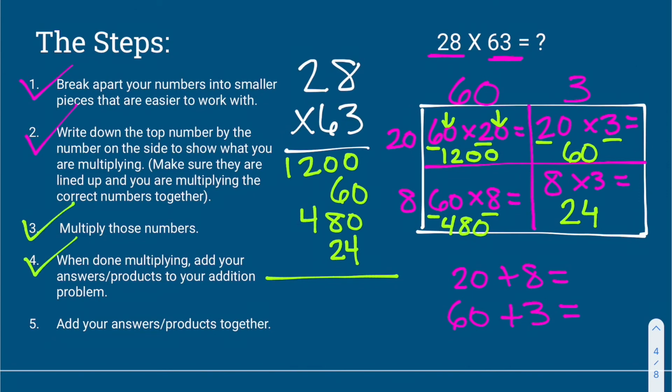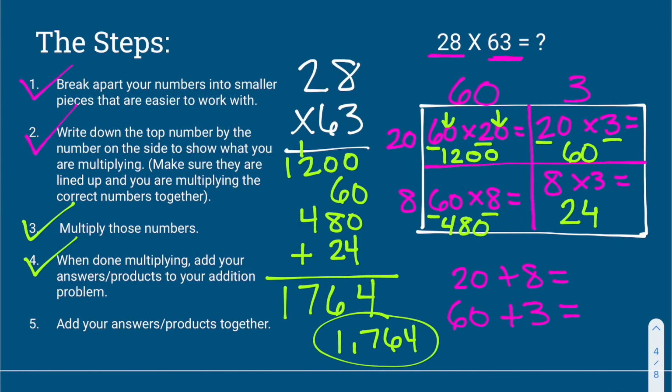So now it's time to do step 5, which is just add our answers or our products together. 0 plus 0 plus 0 plus 4 equals 4. 6 plus 8 equals 14, plus 2 more equals 16. 1 plus 2 is 3, plus 4 is 7. And then 1 plus 0 plus 0 plus 0 equals 1. So your answer is 1,764.